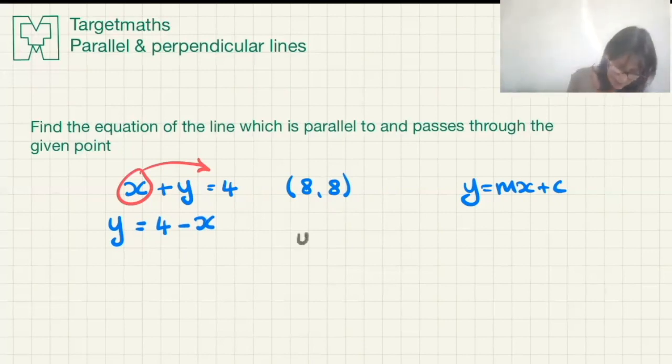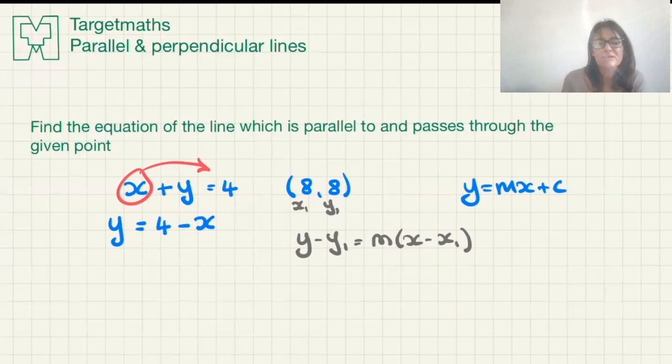So my formula, y minus y1 equals m(x minus x1). Okay, I've got my x1 and my y1. When they're the same numbers, it doesn't really make much difference if I do get it around the wrong way. Now, looking at my equation, m is the number in front of the x, and in front of the x is actually a negative. I've got a negative 1x. I just can't see the 1 because we never show the 1, but that is -1 in front of that x. So m is equal to -1.